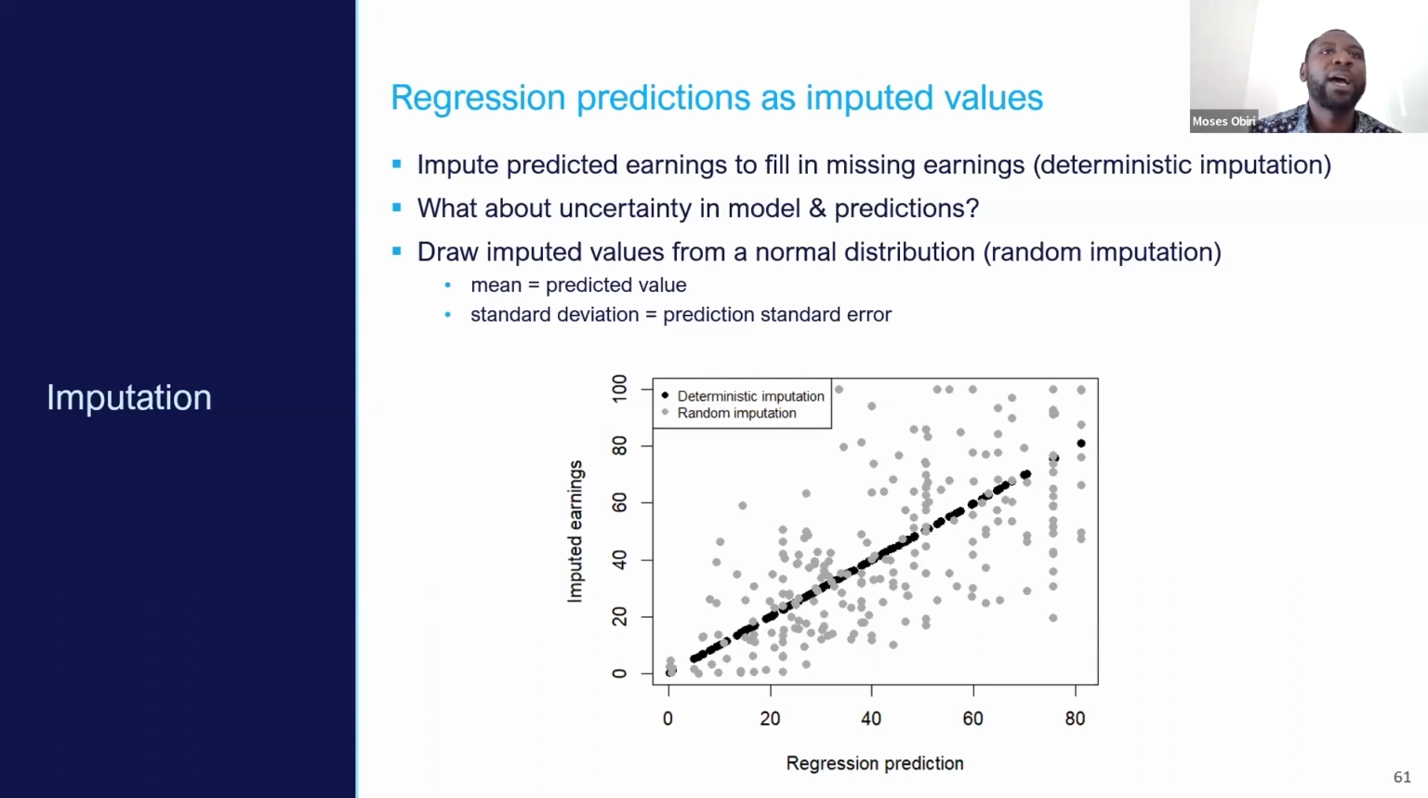In the example here, when you use your predicted value to replace your missing value, you are getting a straight line, and so you are not accounting for any uncertainty in your model. But you can use random imputation, where you combine the predicted value and the prediction standard error to draw multiple values from a known distribution, in this case a normal distribution. Random imputation is one common way of even doing multiple imputation, where you draw multiple values to replace the missing value.